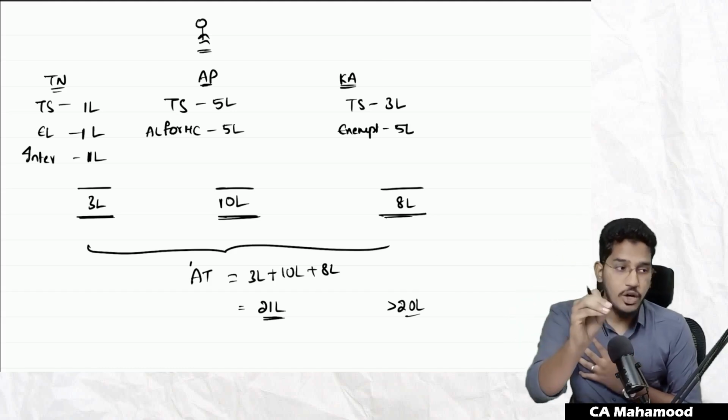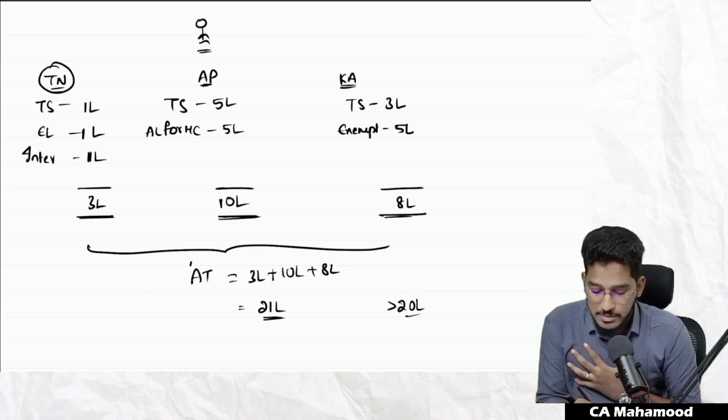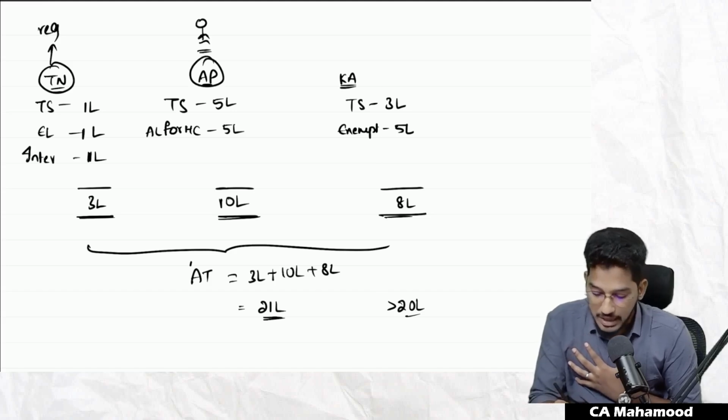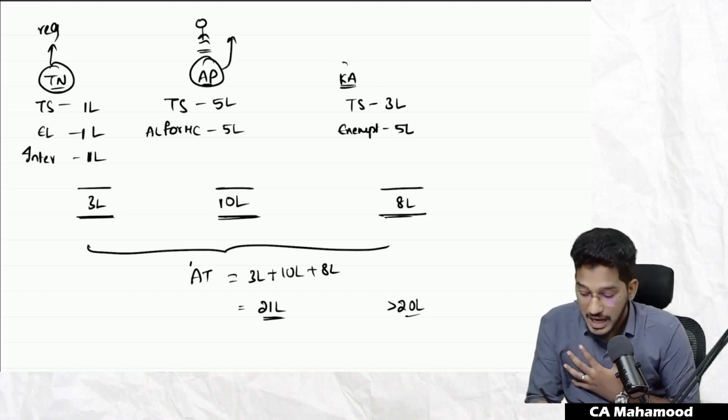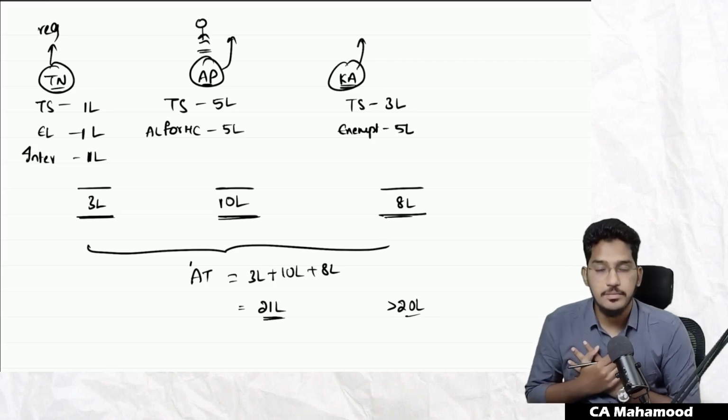In each state or union territory where I am making taxable supply. See, I am making taxable supply from Tamil Nadu, I will take registration in the state of Tamil Nadu. I am making taxable supply from AP, I will take the registration from AP government. I am making taxable supply from Karnataka, I will take the registration from Karnataka government.